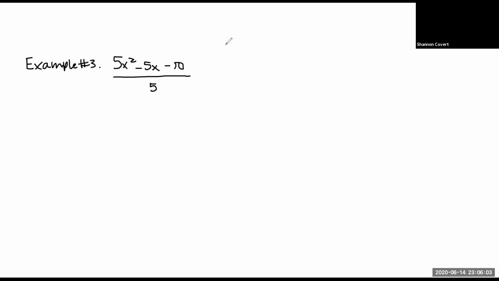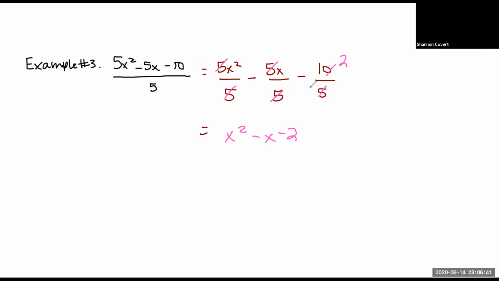Example number 3, I have 5x squared minus 5x minus 10 all over 5. Again, I separate these into individual pieces. Positive 5x squared over 5 minus 5x over 5 minus 10 over 5, and I reduce each fraction separately. The 5's divide out, leaving me with x squared. 5's divide out, leaving me with a negative x. 10 goes into 5 2 times, leaving me with minus 2. So here I have x squared minus x minus 2.